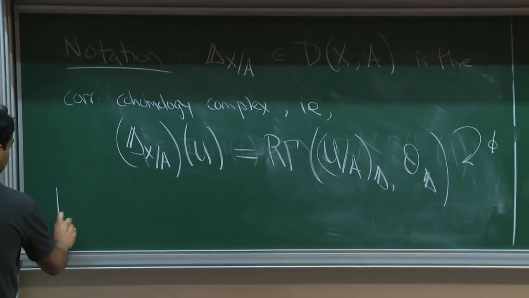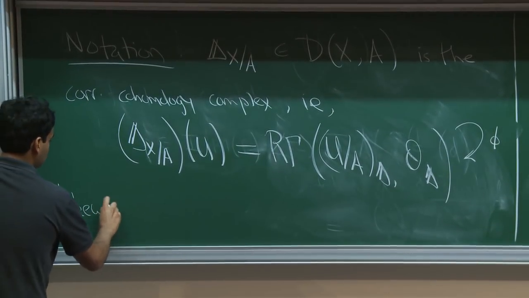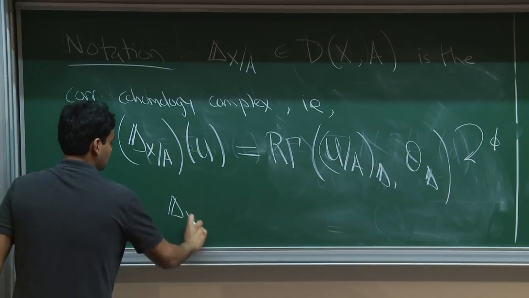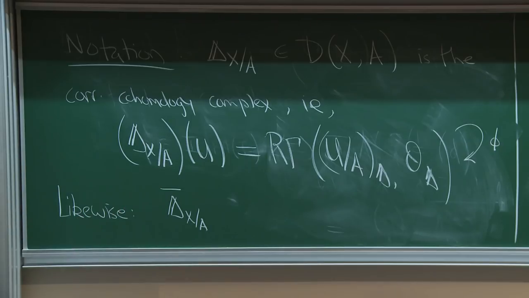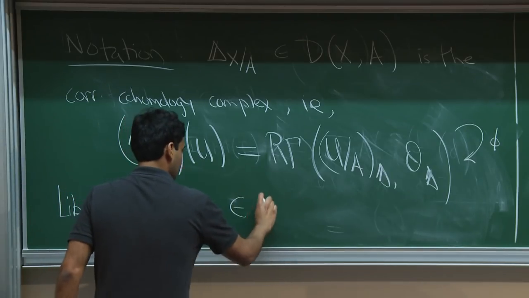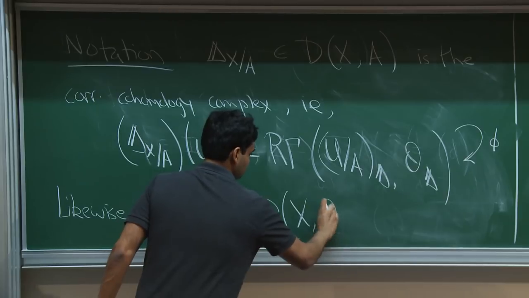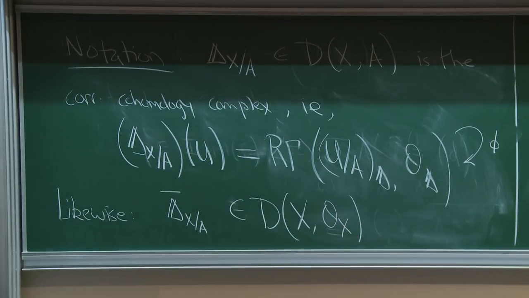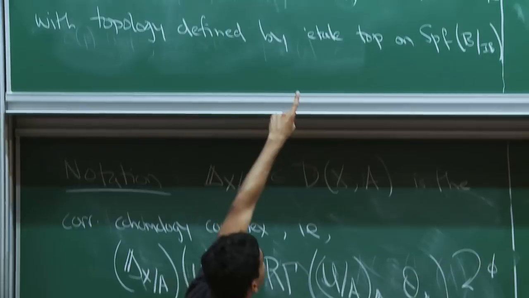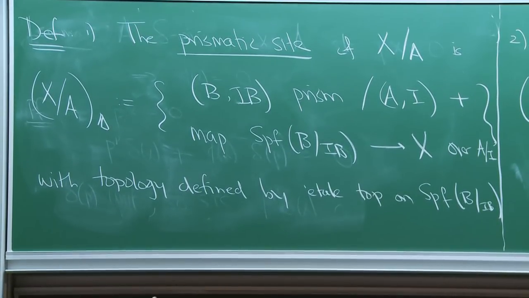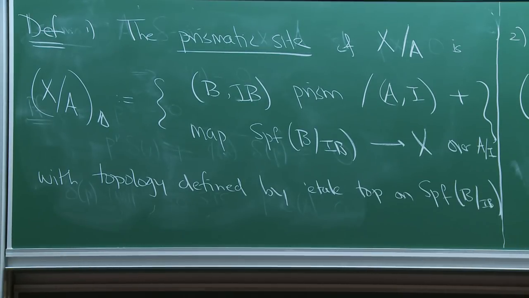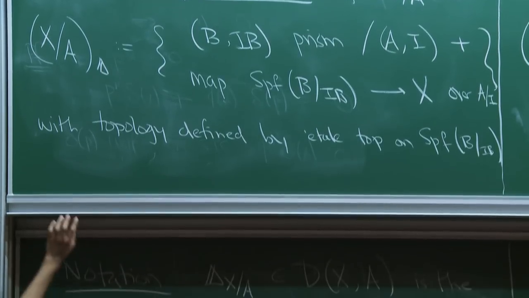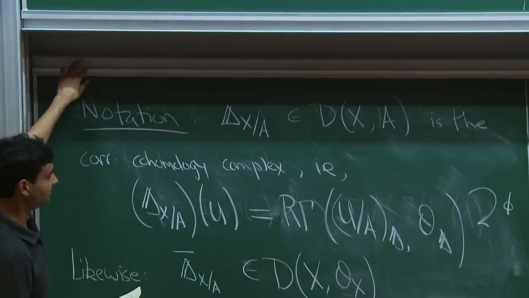And then likewise, you can also do the thing for the bars. So Prism_{X/A} bar is defined similarly. I don't want to write it out. But this is actually a sheaf of O_X-modules on X. And the reason is that in my site, these B mod IBs have a structure map to X. So the corresponding rings are really algebras over O_X. And then when I take the cohomology, I still get an algebra over O_X. So this thing lives over here. But this object has no Frobenius action. This one does. Because the ideal I is not stable under Frobenius.